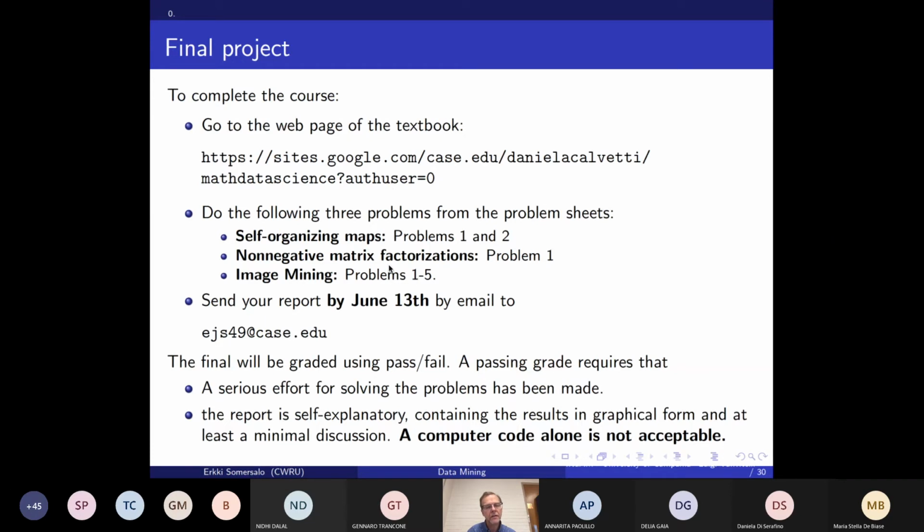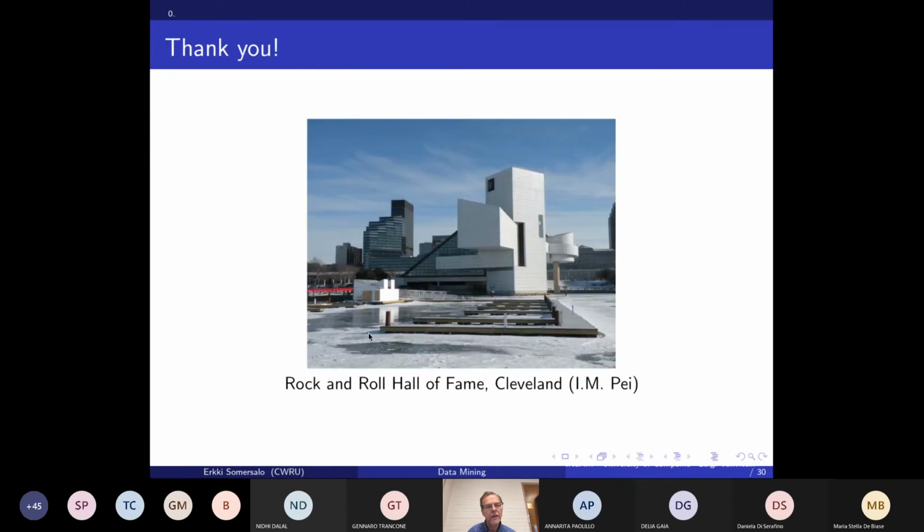I understand that there looks like there are a lot of things to do. So please do your best, and I try to be fair with the grading. If I see that there is a serious effort for solving these problems, I believe that will be sufficient. And so with that, I'm finishing this course.